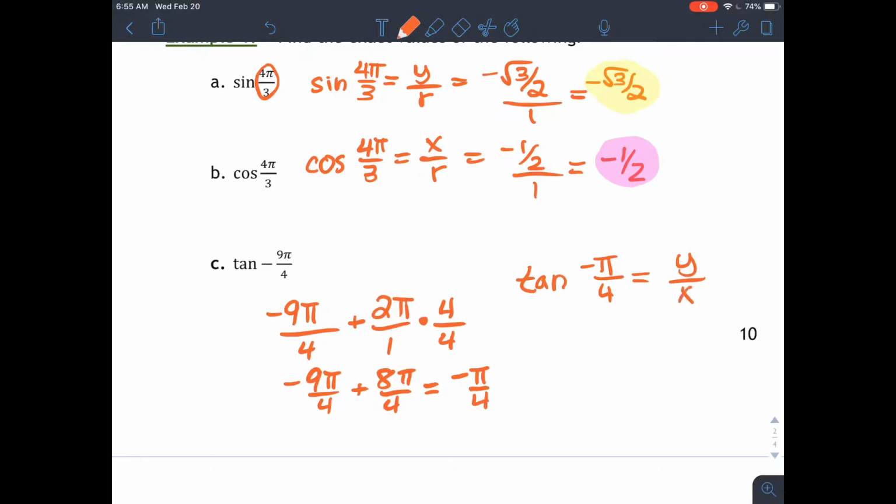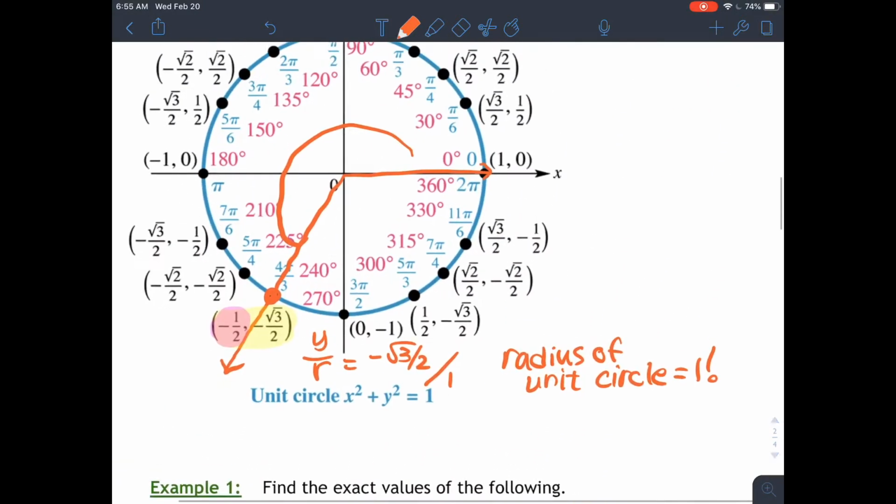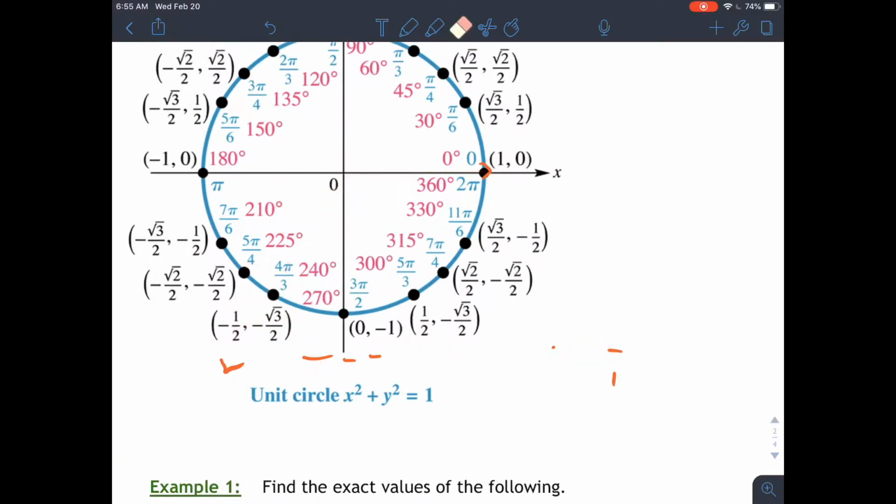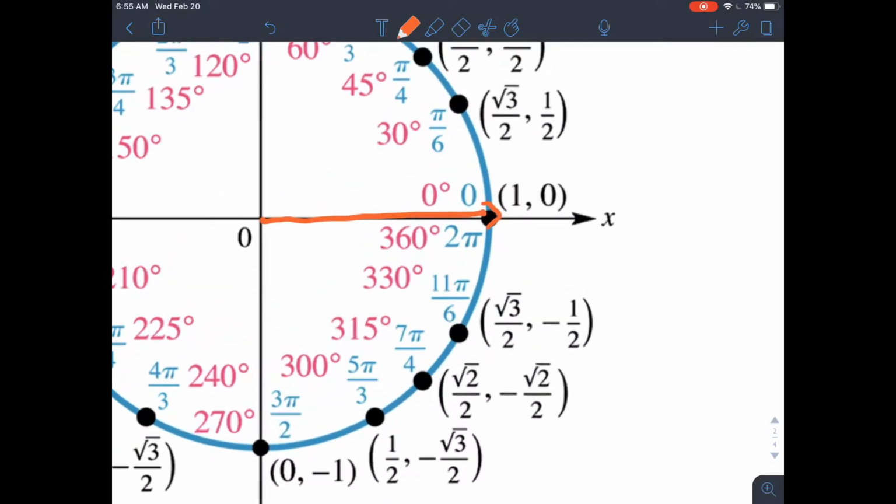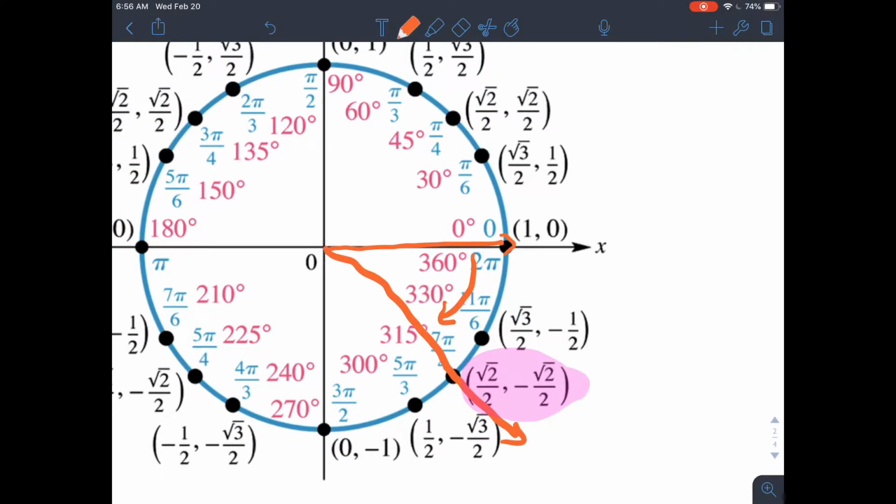So I'm doing y over x since it's tangent. So let's find that angle. Let me erase some of this. So the point that would be on the terminal side of an angle of negative pi over 4 radians. Going backwards by pi over 4 would put you there at 7 pi over 4. It's an equivalent angle. You can look at your x and y coordinates for the point that's on that terminal side. They're negative square root 2 over 2 and positive square root 2 over 2.